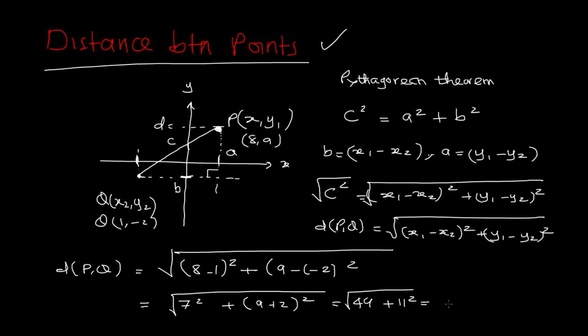Still go for a square root there. This is 49 plus 121 square root. And then this will give us the square root of 49 plus 121. That gives us 170, like that. Then we get the square root of this. That will be your distance.